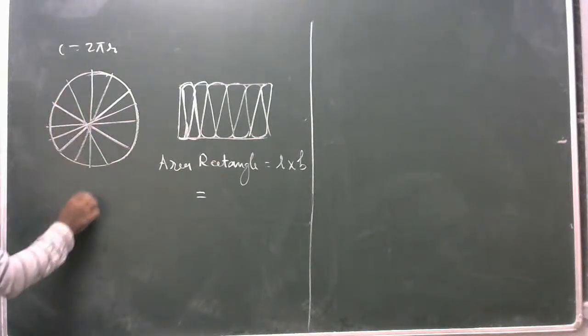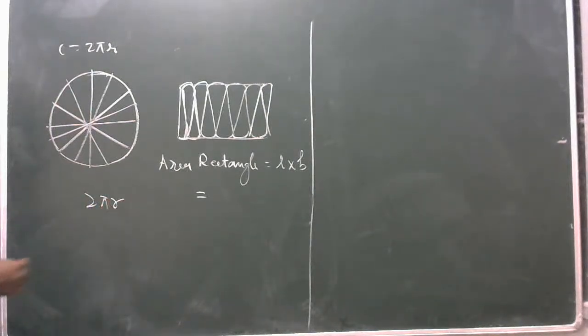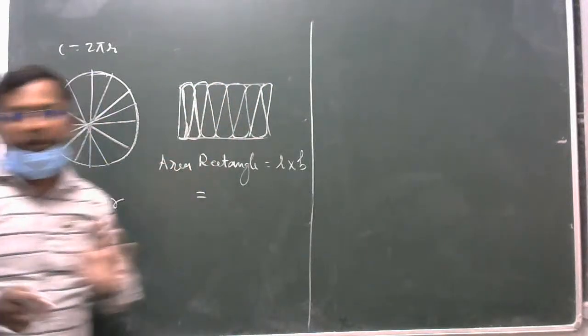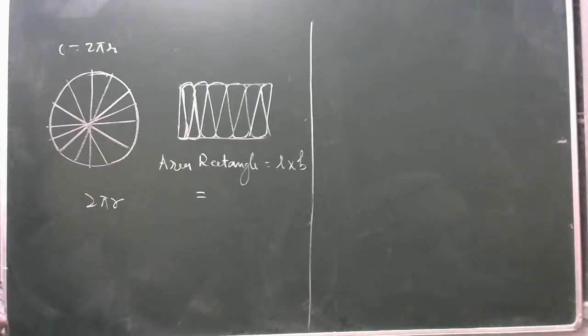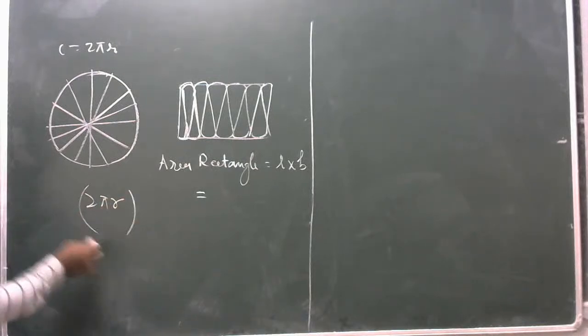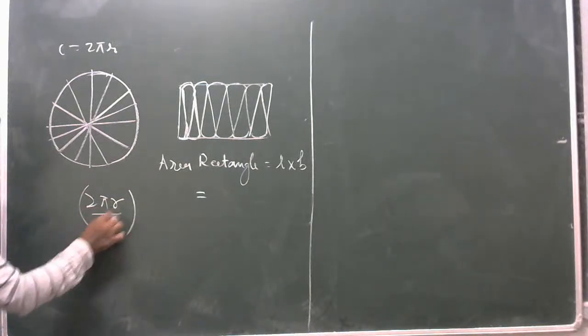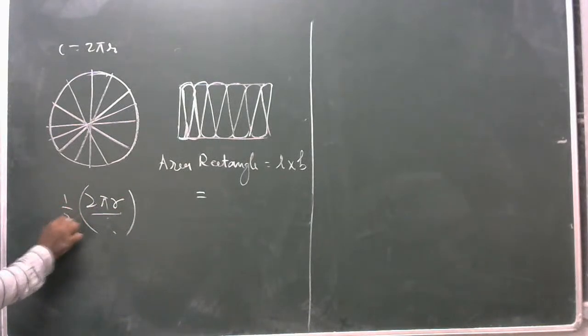Your total boundary was 2 pi r. Among this, am I taking the complete boundary here? No. I am taking only half of 2 pi r. So then, what is the value of half of 2 pi r? It is 1 pi r. 2 pi r is there, and now you have to take half of that.